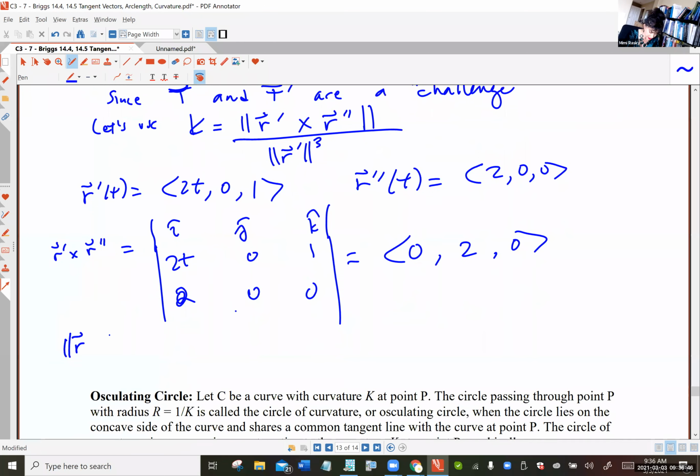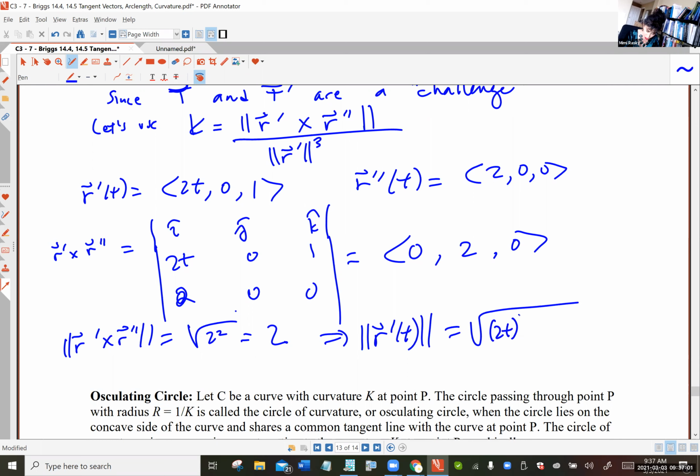And so what is the magnitude of this? Well, it should be obvious. Square root of 2 squared is going to be 2. Fine. And then we know that the denominator for the curvature was the magnitude of speed. So for us, that's going to be the square root of 2t squared plus 0 squared plus 1 squared, which is the square root of 4t squared plus 1. And so your curvature is going to be the magnitude of the cross product, which we got as 2, all over the speed getting cubed. I know this is kind of wacky. And that's it, pretty much.